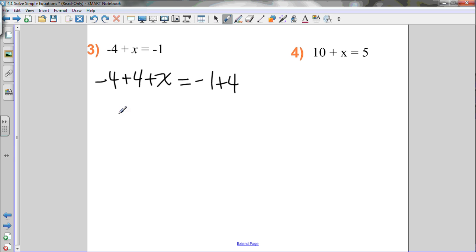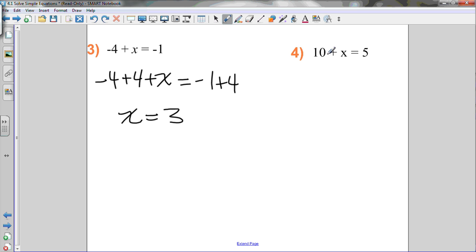These 4's will eliminate. Negative 4 plus 4 is 0, so all I'm left with is x. On the right side, negative 1 plus 4 is 3, so x equals 3. And you can plug that back in and check. If x is 3, does the left side of the equation equal the right side of the equation? Negative 4 plus 3 is negative 1, and negative 1 equals negative 1, so that's the correct answer.